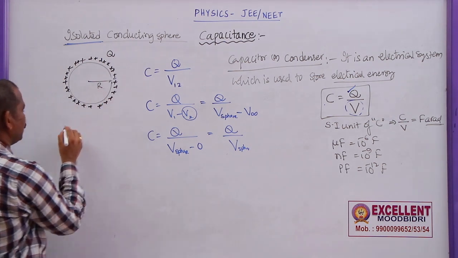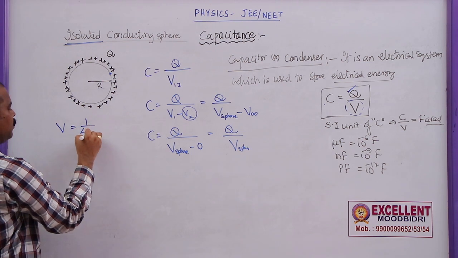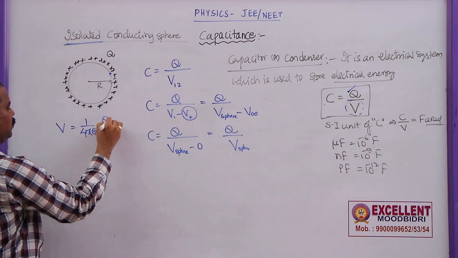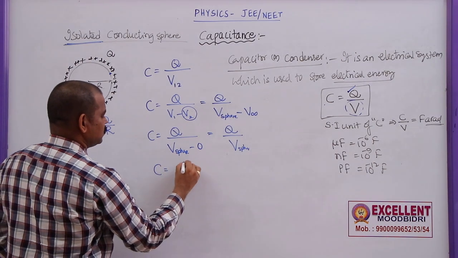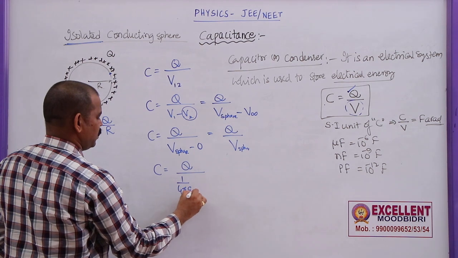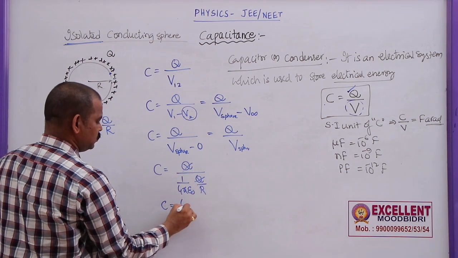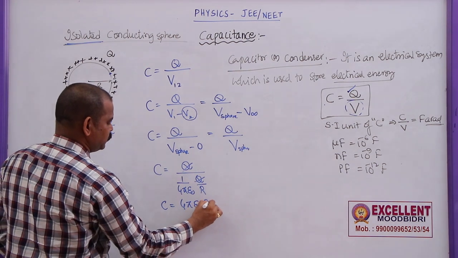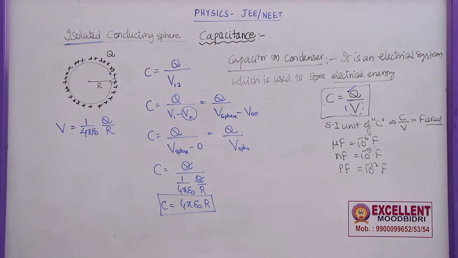Now, what is the potential of this sphere? We know that the potential on the surface of this sphere is given by 1 by 4 pi epsilon naught Q by R. So now let me substitute this. C is equal to Q divided by 1 by 4 pi epsilon naught Q by R. Q cancels. C is equal to 4 pi epsilon naught R. So this is the capacitance of an isolated conducting sphere.